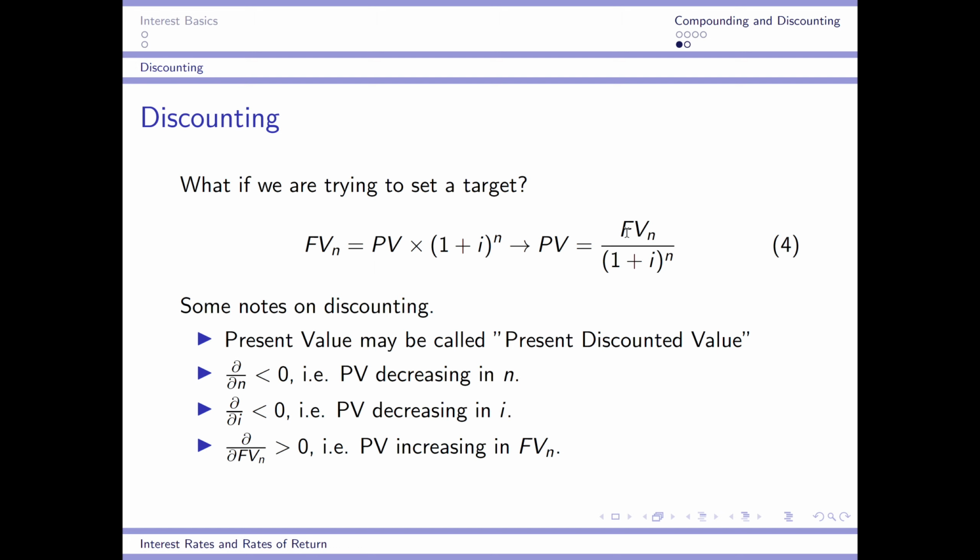The next one is that the present value is decreasing in i. In other words, as you gain less interest, you need to increase the amount of money that you invest initially. And then finally, the present value is increasing in the future value, which is a pretty logical conclusion. That just says that the more you want to make in the future, the more you want to invest initially.